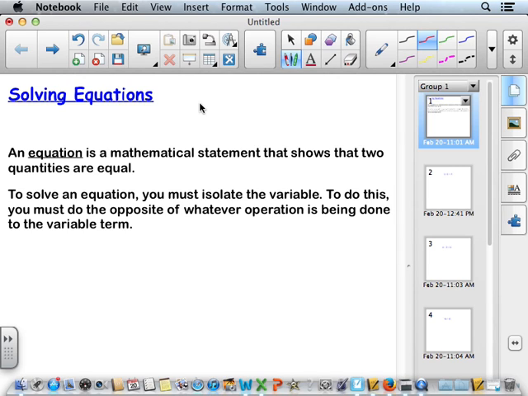For example, if I'm adding something to my variable, to solve, I will subtract. If I'm subtracting something from my variable, to solve, I will add. If I'm multiplying my variable by something, to solve, I will divide. And if I'm dividing my variable by something, then to solve, I will multiply.